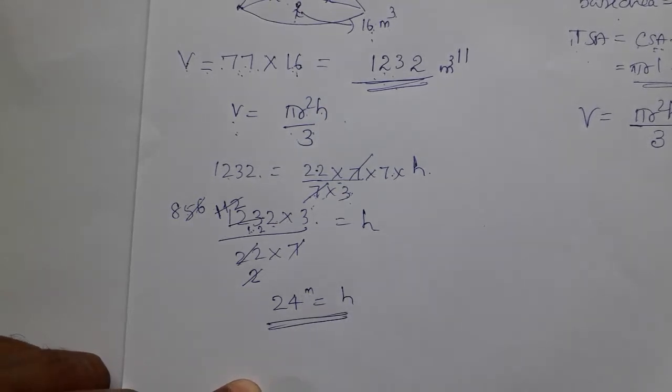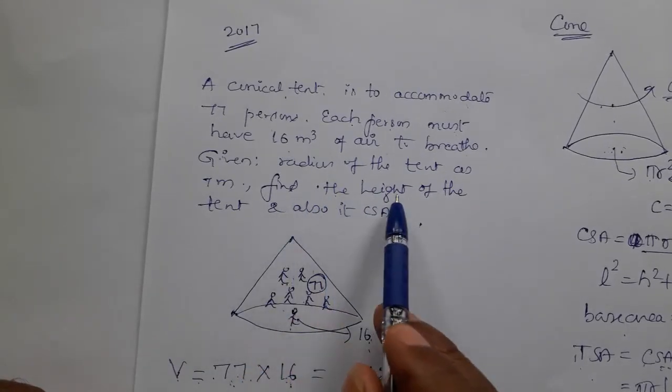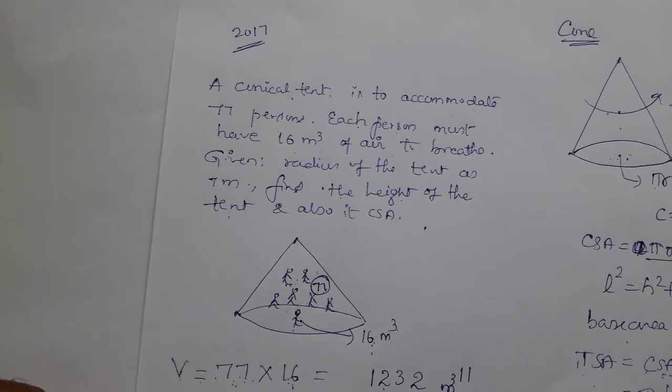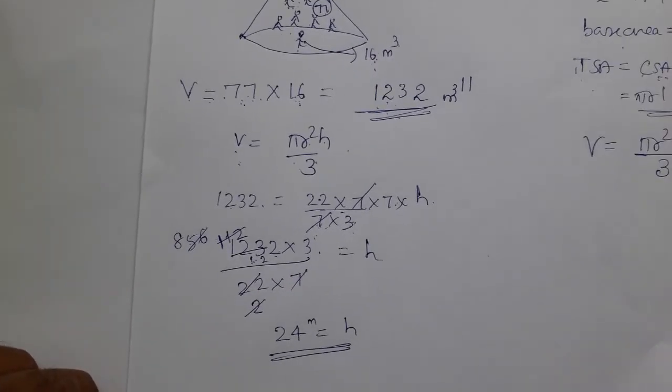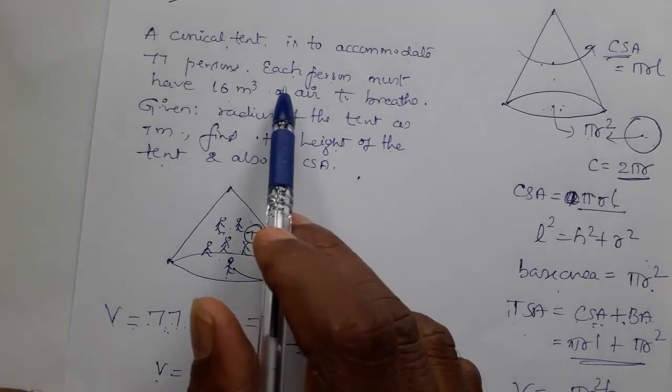24 meter is the height. Height of the cone we got. That was in the question: find the height of the cone. Height of the tent is nothing but the height of the cone. That height of the cone, 24 meter, we got. So whatever clue is given in the question, we have to use that.